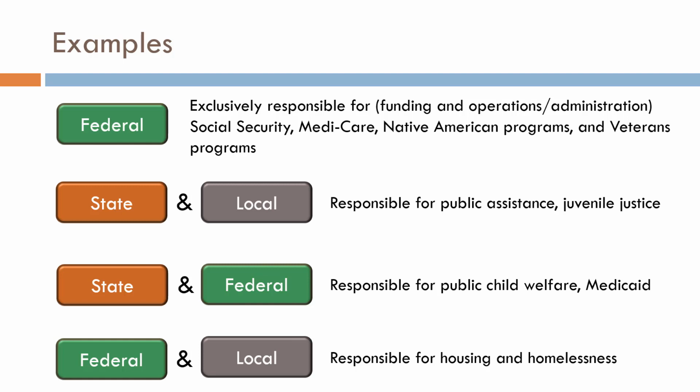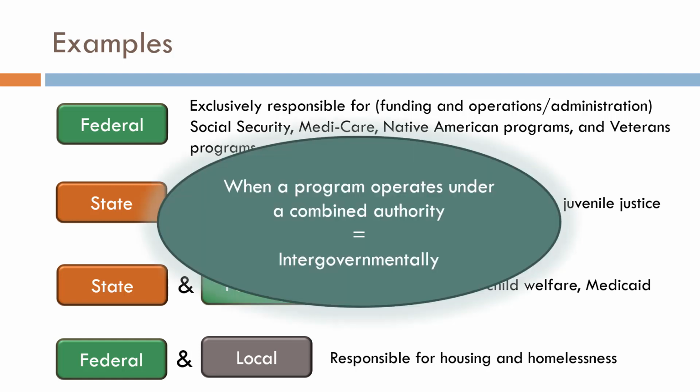So as you can see, there's many different combinations that can happen when it comes to working together to deliver services. So when a program operates under a combined authority, meaning state and local or state and federal, local and federal, then that is referred to as intergovernmentally. Intergovernmentally. Sorry.